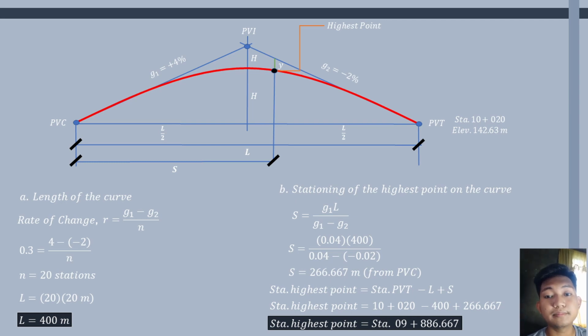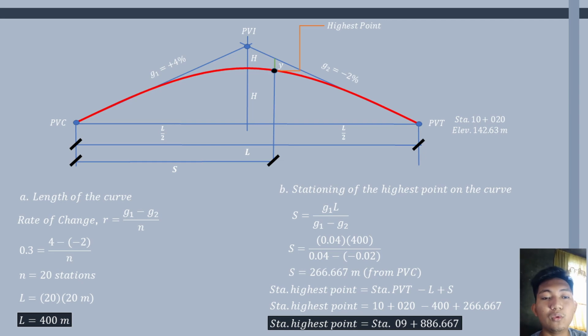So next is the letter B or the second condition. So stationing of the highest point on the curve. So as you can see in the illustration, nag-assume ta ang highest point is near to the PVT. So naa tay formula na S is equal to G sub 1 times L, which is the length of the curve, which is nakuha na ganina sa letter A nga 400 meters, all over G sub 1 minus G sub 2. So naa na tay value na tanan. So diretso lang na to compute ang S. So makuha na nato ang 266.667 meters from the PVC ang S.